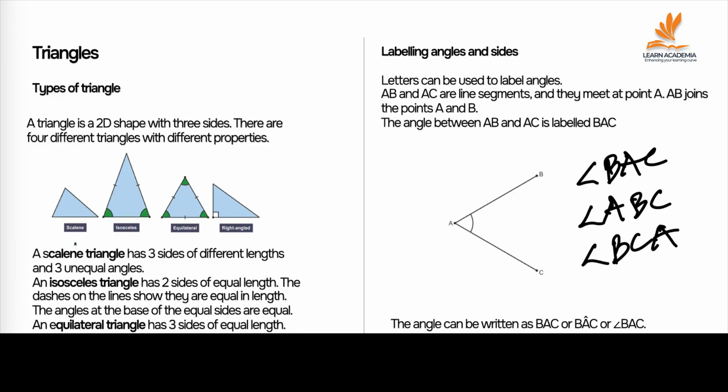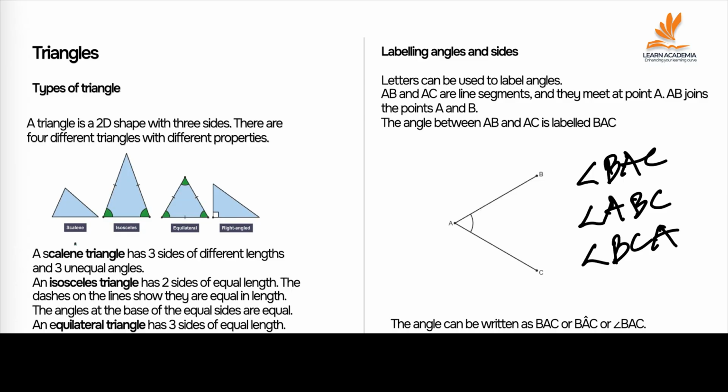It says AB and AC are line segments, as you can see in the diagram, and then they meet at a point, meaning an angle is going to be formed between them. Now it says AB joins the points A and B. So the angle between AB and AC is labeled BAC.